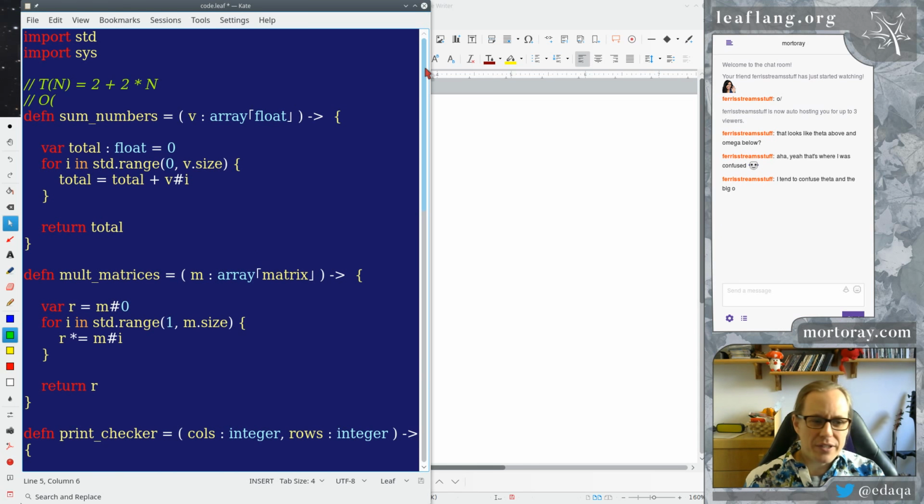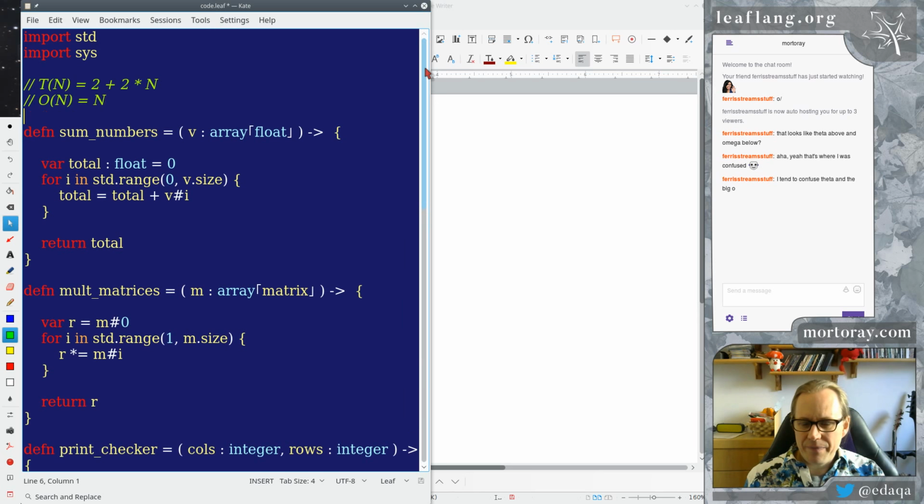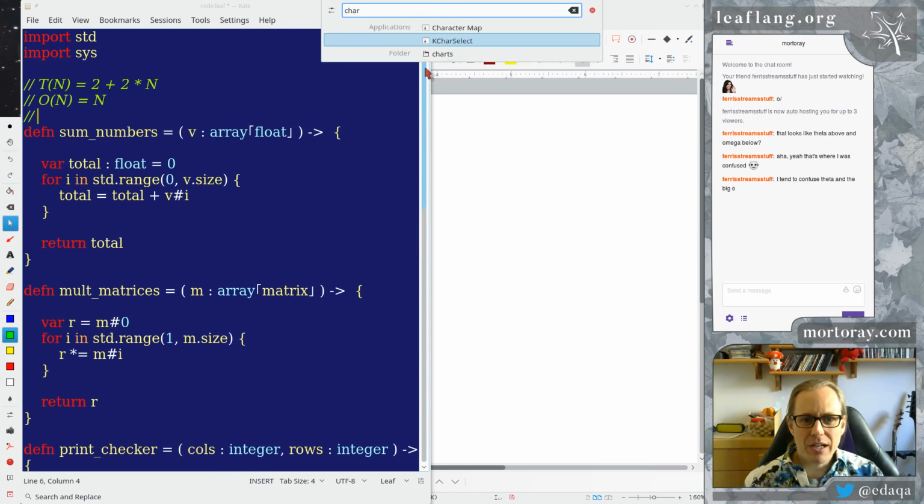And the upper bound of this, since it's a fixed amount, is going to be just n. And I've got to get my character selector now, since I'm typing.